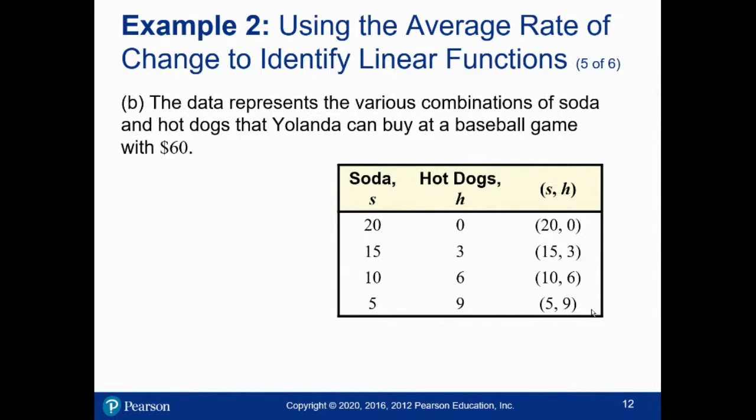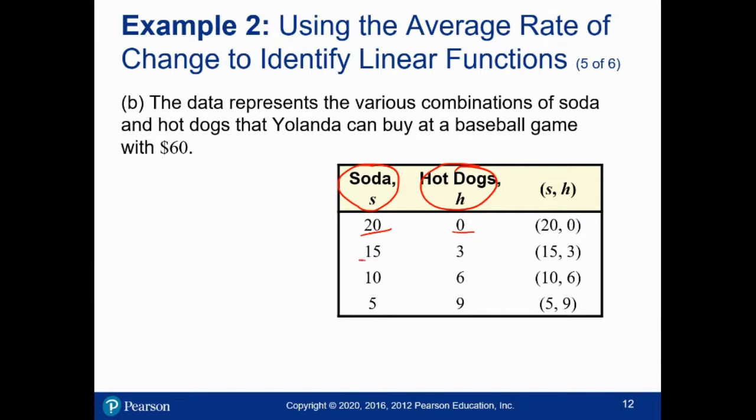So let's do one more example in this video. Here's a chart of data. We've got how much soda can be bought and how many hot dogs can be bought. For example, based on how much money this person has, 60 bucks apparently, they can buy 20 sodas and 0 hot dogs. By the way, what does this tell me the cost of a soda is? That's right, 3 bucks.